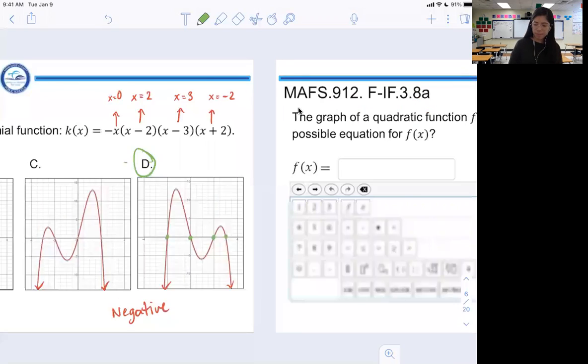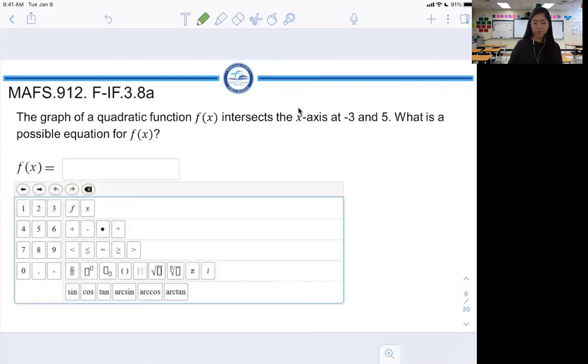Let me see if I have another one. Okay, this one is kind of similar, but we're doing it backwards. So this one says the graph of a quadratic function, we know it's quadratic, that's important, intersects the x-axis at -3 and +5. What is the possible equation for f of x? So what do we know? We know it crosses the x-axis. So these are my zeros, my x-intercepts, exactly.